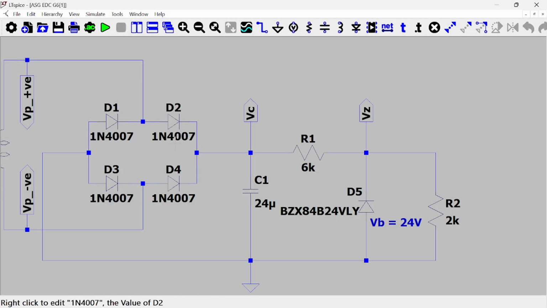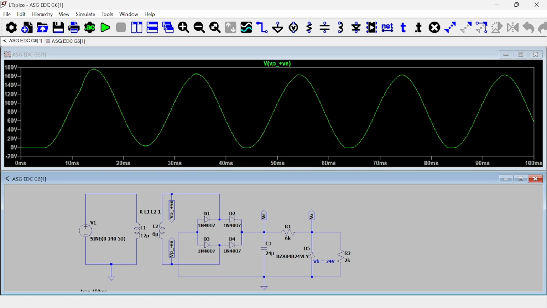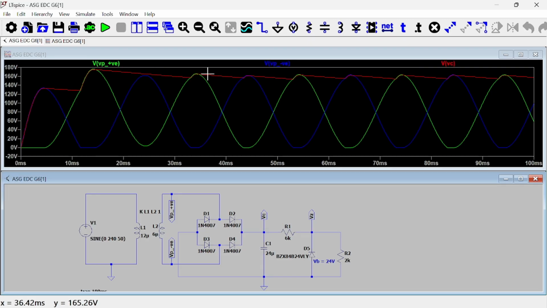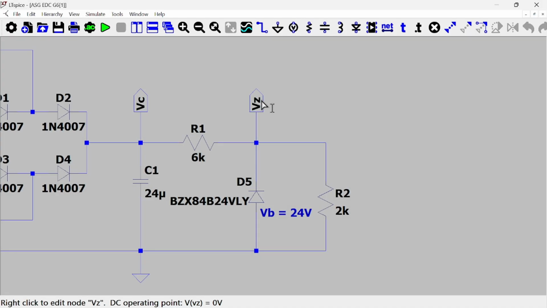Okay, after the bridge rectifier, we will add a capacitor in the circuit. As we know, a capacitor acts as a filter in the circuit, and we also acknowledge that a capacitor charges very fast, but discharges at a very slow speed. So it will help to produce a smoother DC voltage. We can see in this simulation, if we only have the bridge rectifier, the voltage produced is not very smooth, but with the capacitor, you can see by looking at the red line, the DC voltage produced is much smoother.